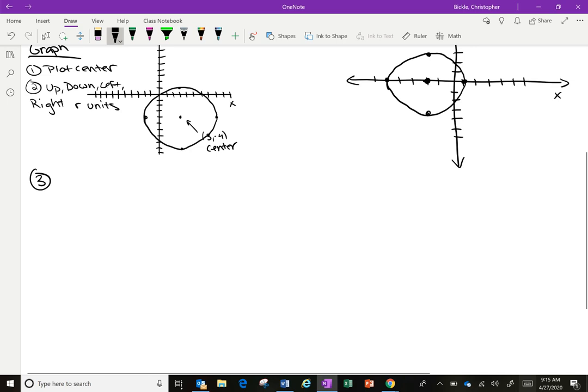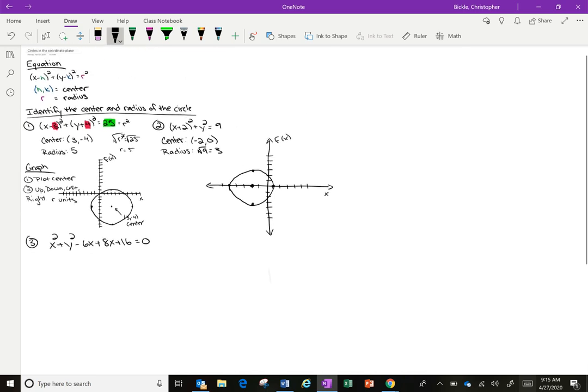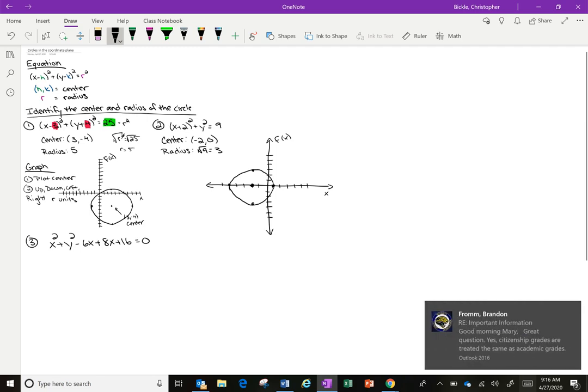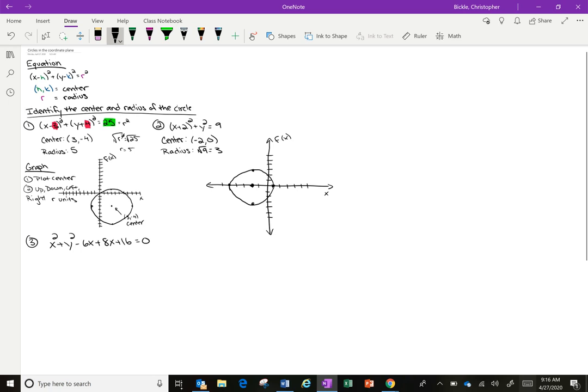What if the equation wasn't in that form? What if the equation looked like x squared plus y squared minus 6x plus 8x plus 16 equals 0? So that's a mess, right? It doesn't look anything like what we've got up here, this x minus h squared plus this y minus k squared equals r squared. We need to figure out a way that I can make this thing down here look like this thing up here.